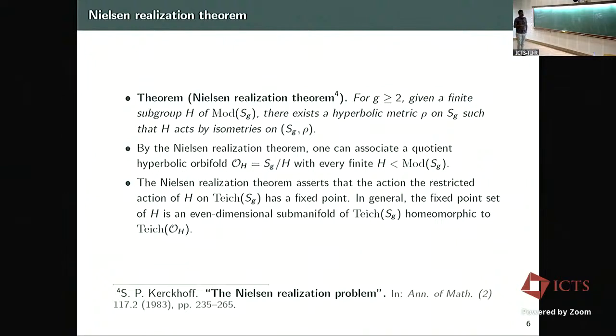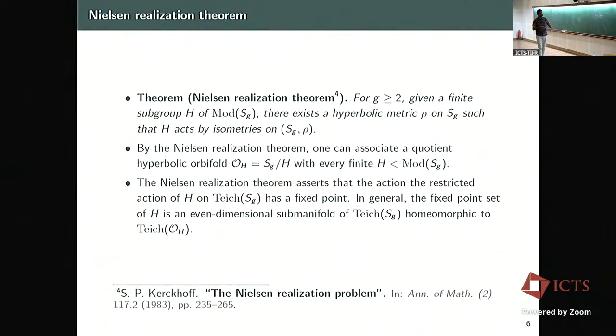Another way of seeing the Nielsen realization theorem, from the Teichmüller theory perspective, is that if you take a finite subgroup of the mapping class group and restrict the action of the mapping class group on the Teichmüller space to that finite subgroup, it has a fixed point. Okay? And that is how I think Kerckhoff proved it. He proved that if you take a finite subgroup and act it on the Teichmüller space, it has a fixed point, and he used earthquake flows on the Teichmüller space to prove that.